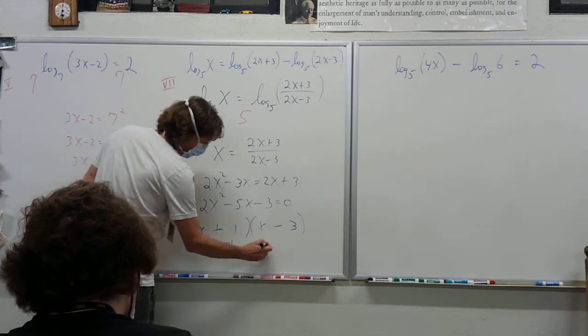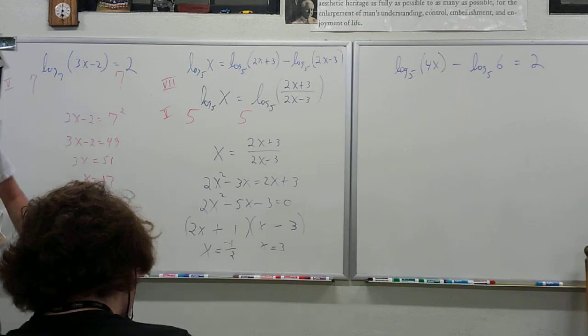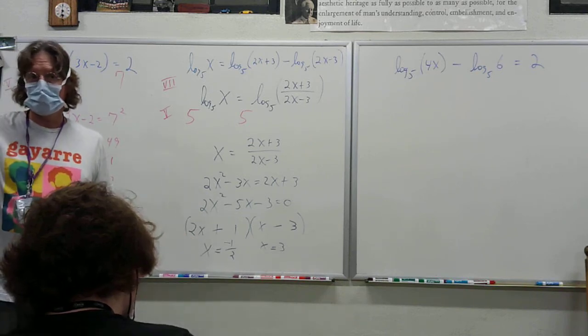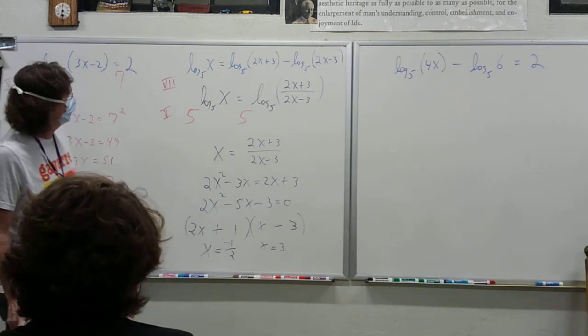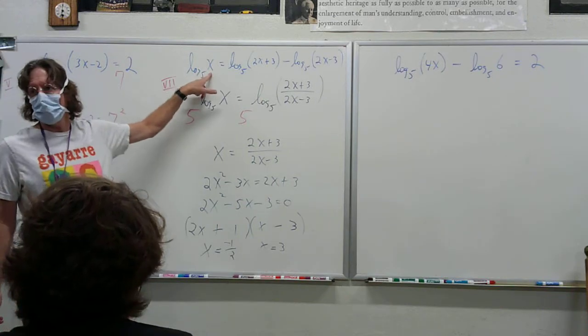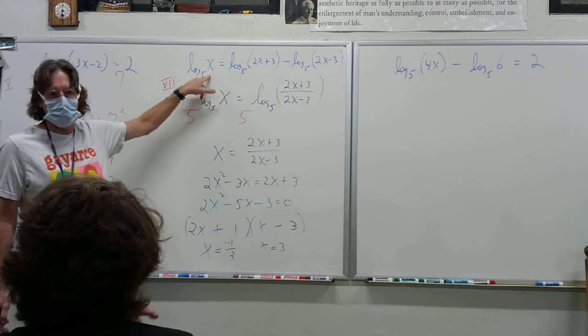and x equals 3. Now sometimes both of them work. Sometimes neither one of them work. Then it's an empty set. Okay? -1/2, it'd make you take the log of a negative right there, wouldn't it? See? Put the -1/2 there.